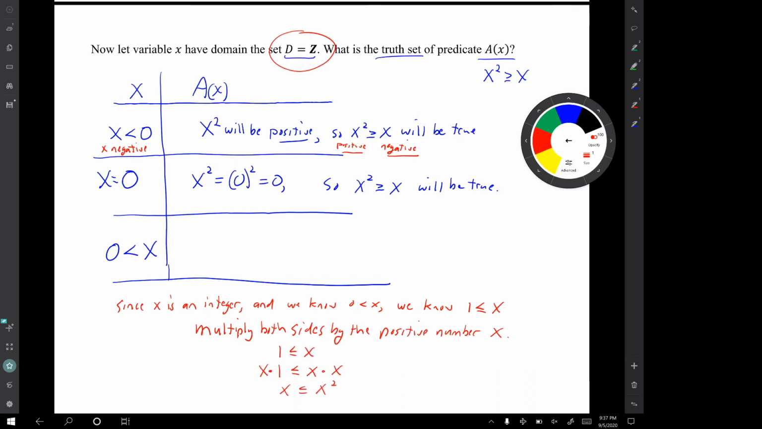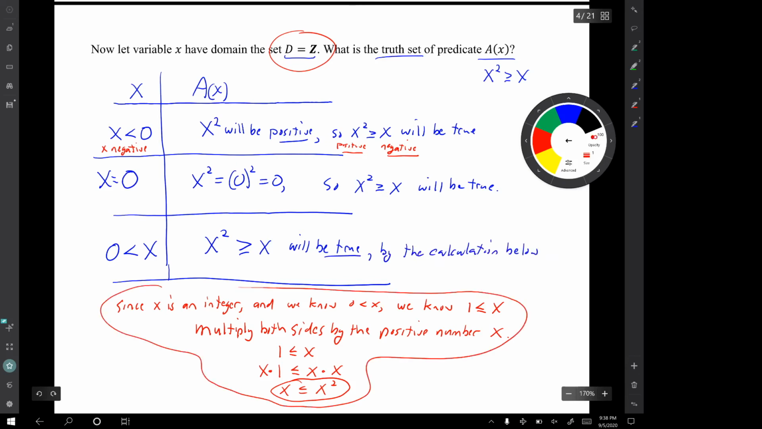Remember that when you multiply an inequality by a positive number on both sides, you get a new inequality that's true, and you don't have to reverse the inequality symbol. So we end up with this new inequality that's true. Hey, that's the thing that we are trying to prove. So let's write that up here. So look, in all three cases, we see that A of x will be true. So that tells us that the truth set is the set of all integers.